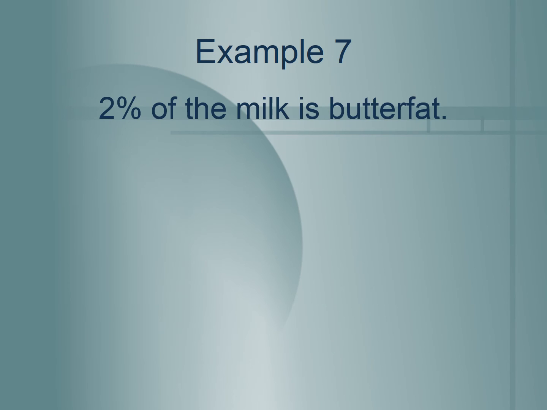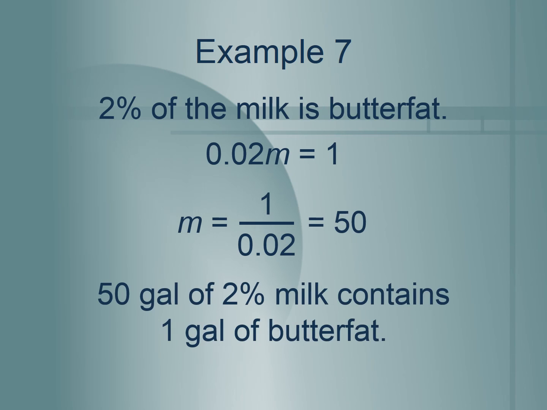Next example, this is example 7. This actually is coming from your textbook, so you can look at your textbook to get a little bit more of a visual of what's going on. We're trying to figure out, if 2% of the milk is butterfat, and the butterfat is 1 gallon, how much milk do we have? So 2% or 0.02 times our milk is equal to 1 gallon of butterfat. We solve for M, so 1 divided by 0.02, and that is 50, which means that if we have 50 gallons of 2% milk, then we have 1 gallon of butterfat.